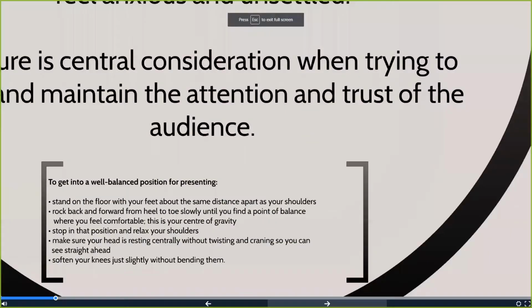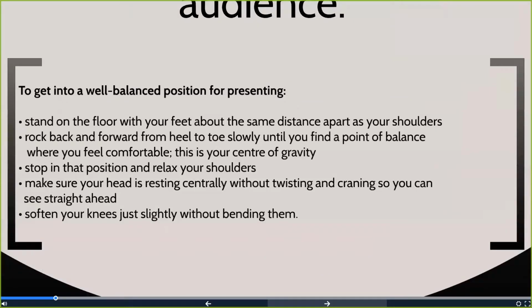Back to our one. So to move on, and I guess to even move on from that information and tie it into what we've already been talking about, to get a well-balanced position for presenting, stand on the floor with your feet about the same distance apart as your shoulders.